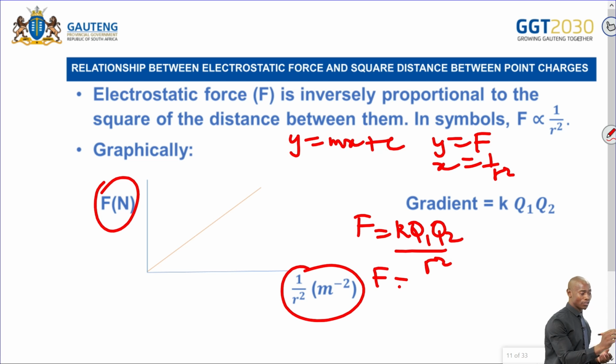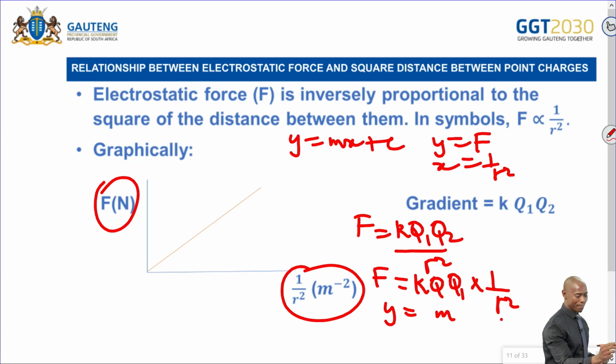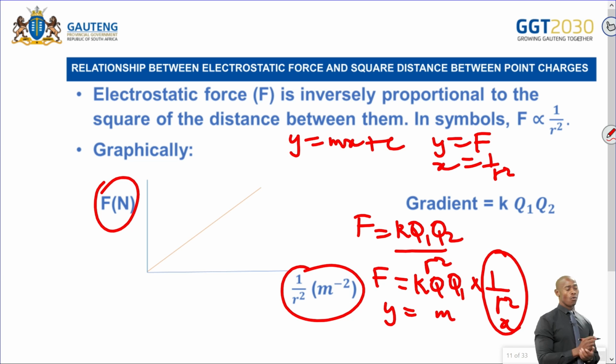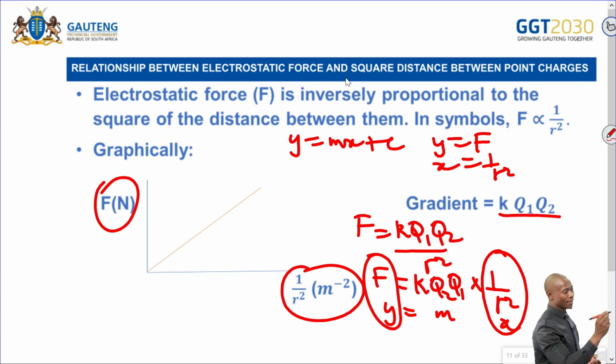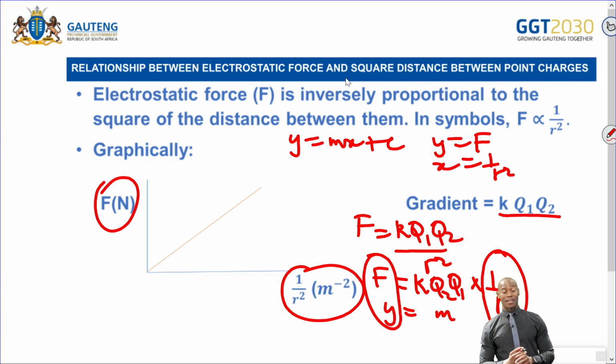So F equals K Q1 Q2 multiplied by 1 over R squared. It's y equals mx, where x is 1 over R squared and y is F, which means that the gradient represents K Q1 Q2. If you can calculate the gradient here, you will get the charge.